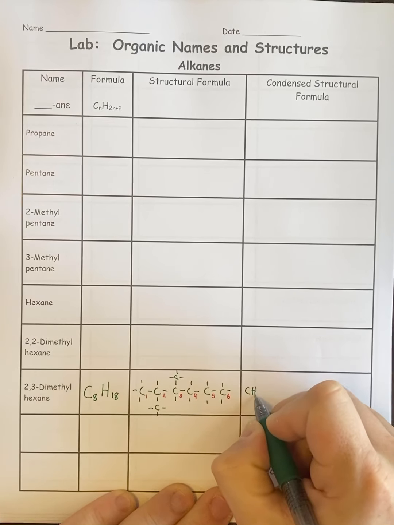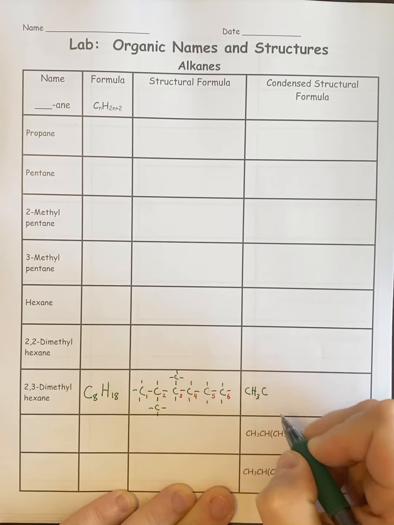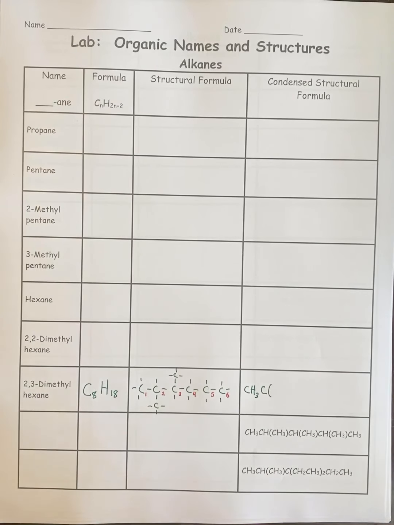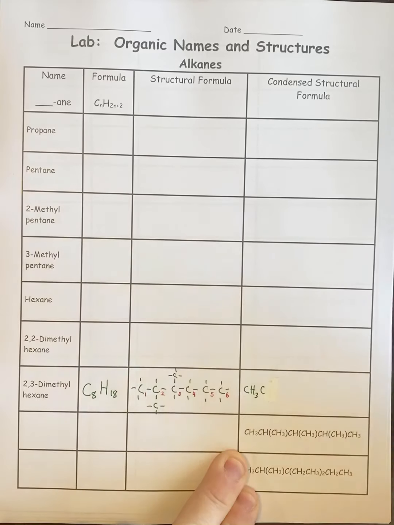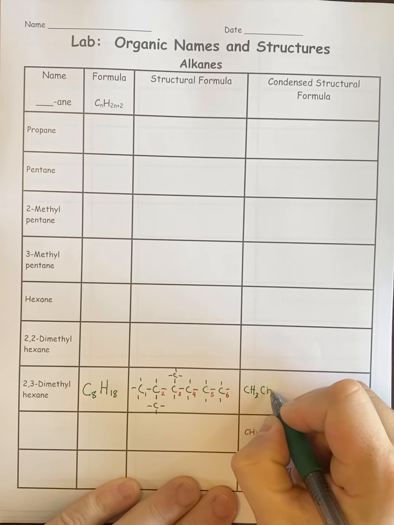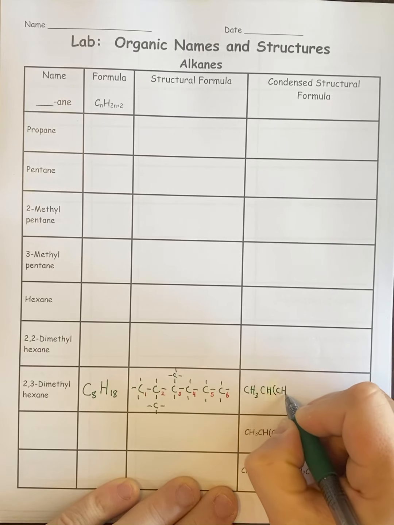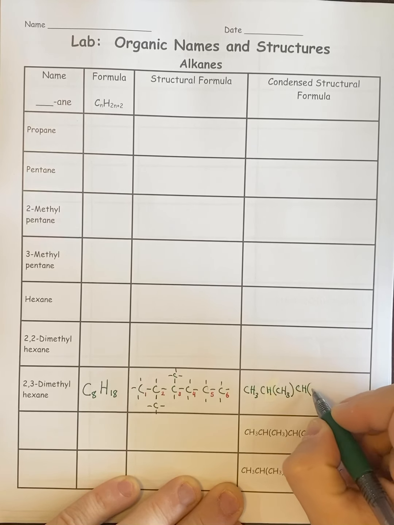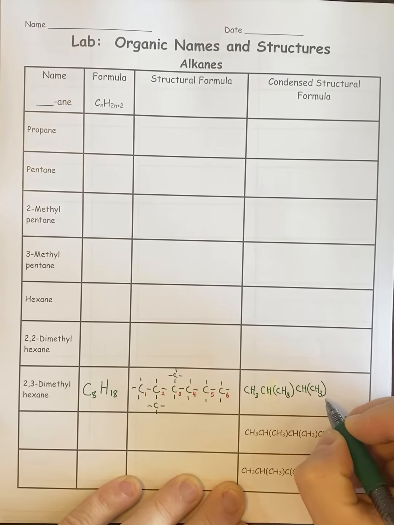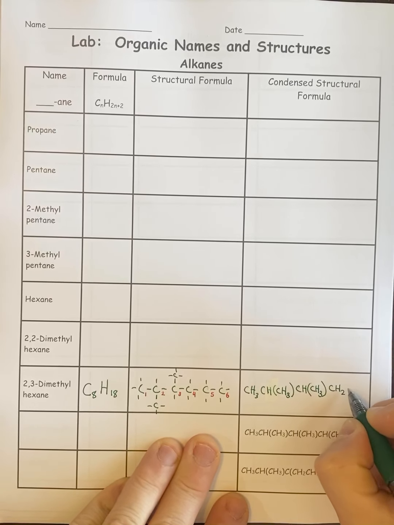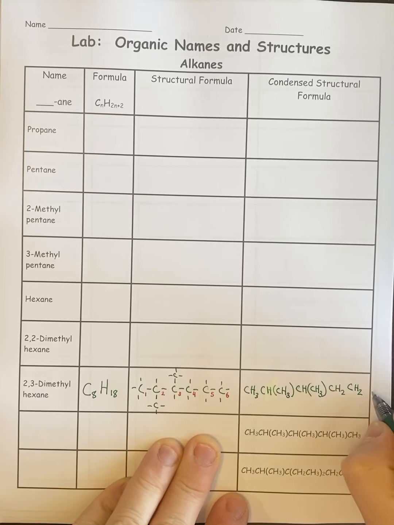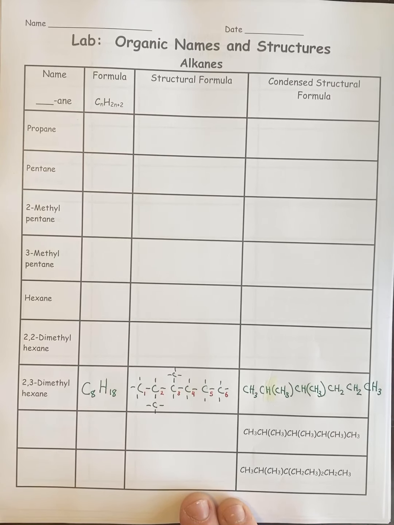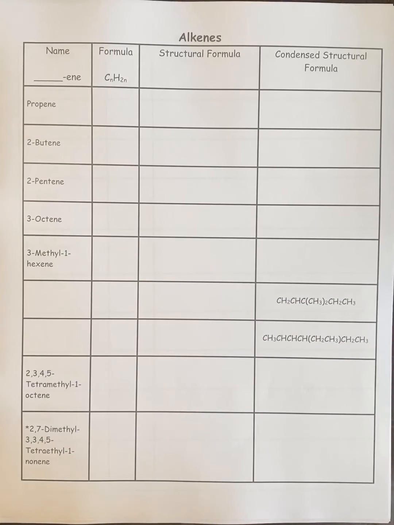Carbon 1 only has 3 H's, so it's CH3. Carbon 2 has 1 H directly connected, so it's CH, and then in parentheses, CH3 for this branch. Carbon 3 is a CH, and then the same thing, another parentheses, CH3. Carbon 4 is a CH2, carbon 5 is CH2, and carbon 6 is CH3. And that's all you're doing. So that is the alkanes. So now we'll go do the alkenes.